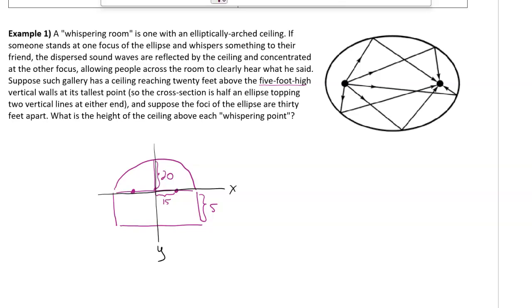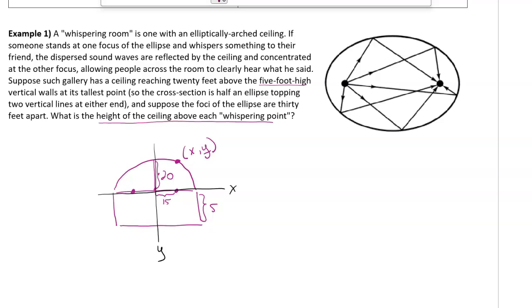Okay, so again, our goal is to figure out what is the height of the ceiling above each whispering point. Well, the focus points are the whispering points. And so we're trying to find the height here. So we have an XY point, a coordinate that lies on this ellipse, and we're trying to find the Y value for it. That's our goal here. We're going to have to find some other things along the way to get there, but our ultimate goal is to figure out what is that height.